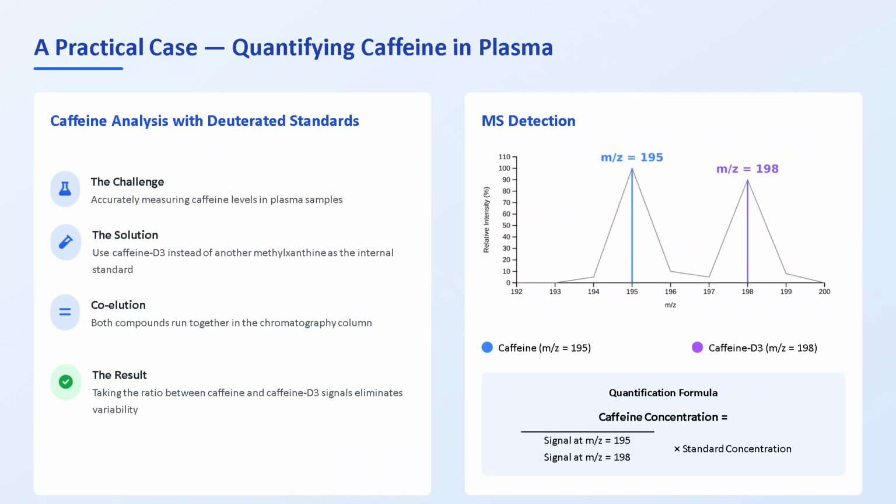Let's take an example. Measuring caffeine levels in plasma. Instead of choosing a related compound as the internal standard, we use caffeine D3. Both caffeine and caffeine D3 co-elute and ionize alike, but show up at slightly different mass values, 195 and 198. By calculating the ratio of their signals, we eliminate instrument and preparation variability, resulting in precise quantification.